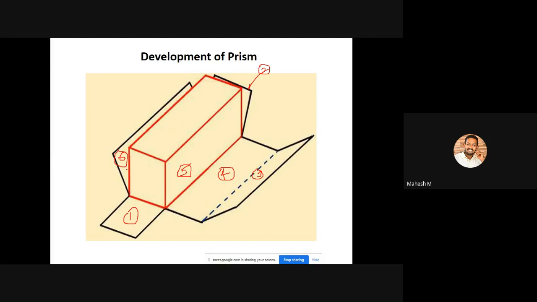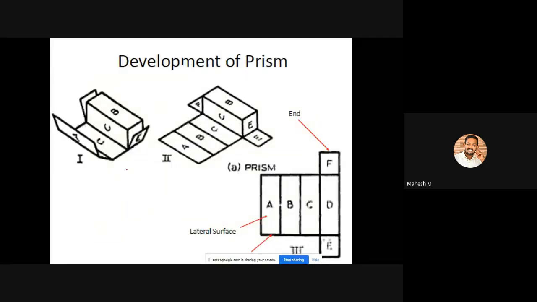So our individual surfaces are split up. The final diagram will be called the development of lateral surface. If you take each and every surface individually, the final diagram will look like this. Okay, so this is our final diagram. So we are having 4 rectangular faces and one top surface and another one bottom surface.